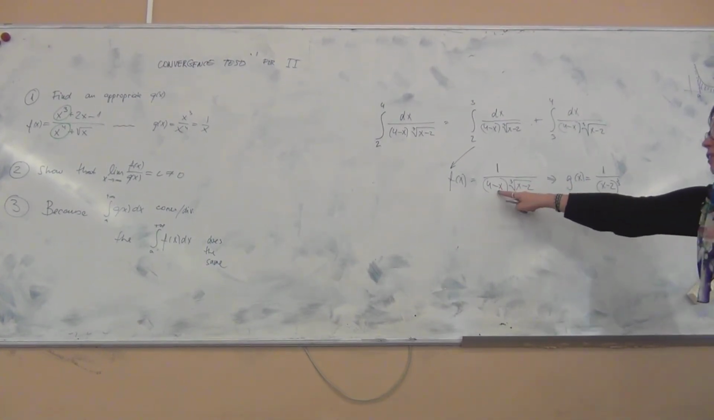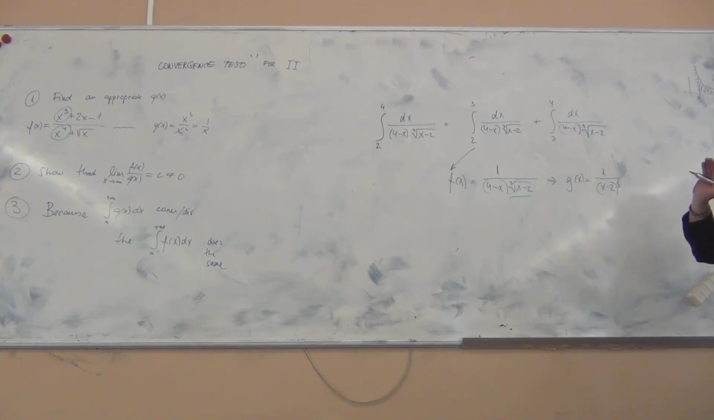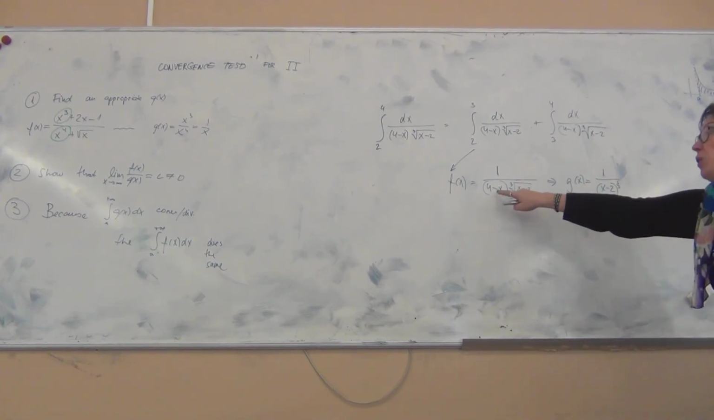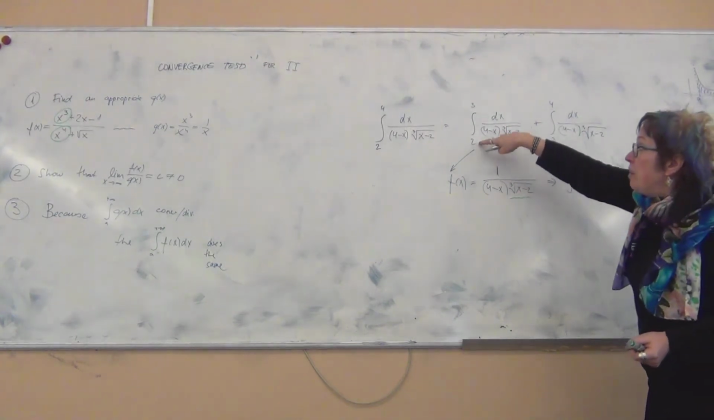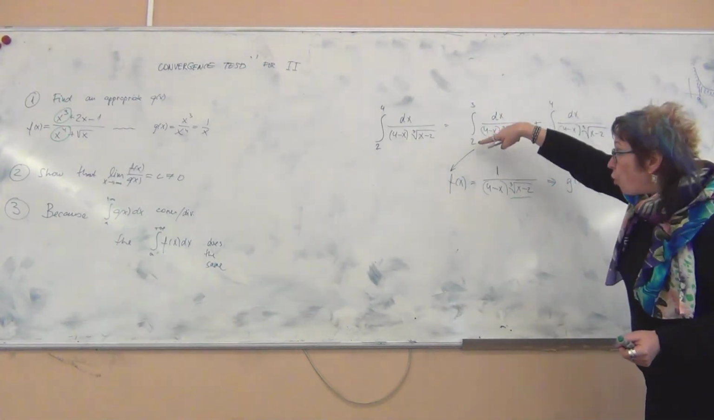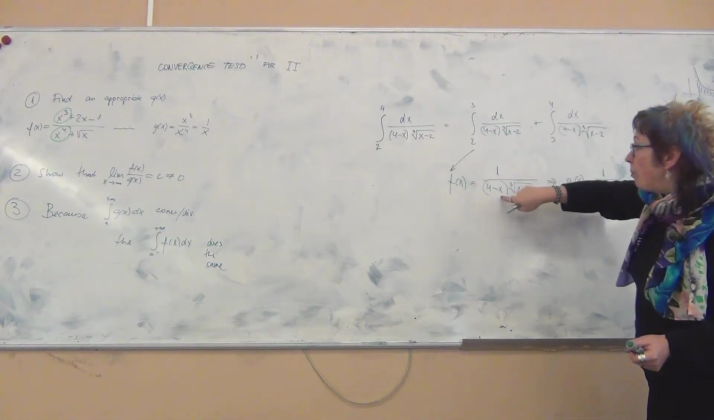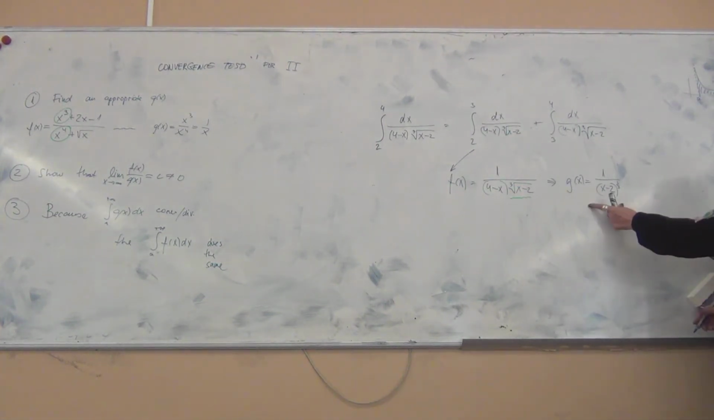So I'm ignoring this because, like previously, it will change nothing. It will never be equal to 0. 4 minus x will not be equal to 0 in this segment. From between 2 and 3, it will never be 0. So I can take my g function like this.